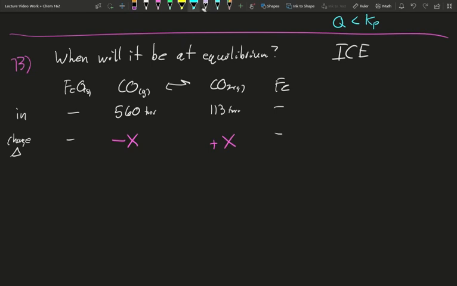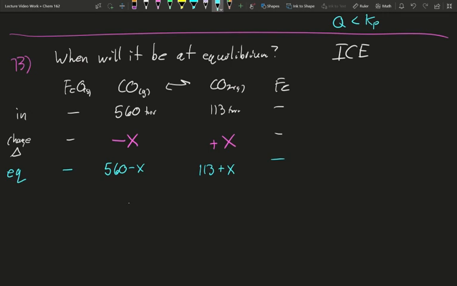I don't know what that amount is yet, but eventually I'm going to reach equilibrium. I will change it enough that I do reach equilibrium. So at equilibrium, still not concerned about the ions, but my pressure of carbon monoxide must be 560 minus X, and carbon dioxide must be 113 plus X. Those would be my new pressures.